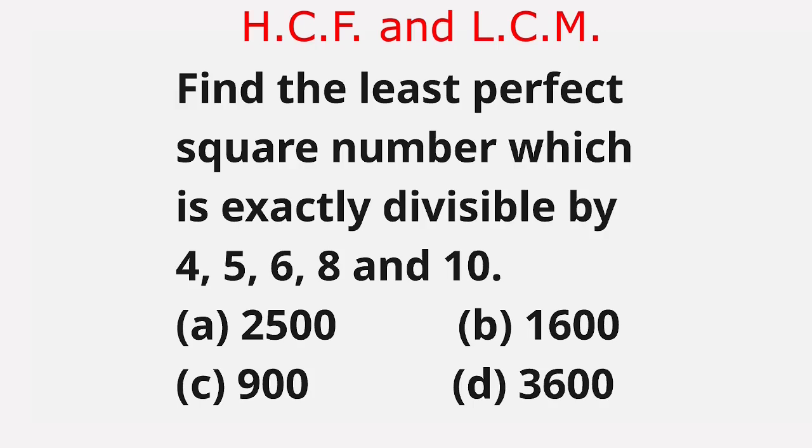Our question is, find the least perfect square number which is exactly divisible by 4, 5, 6, 8 and 10. The given options are option A 2500, option B 1600, option C 900, option D 3600.